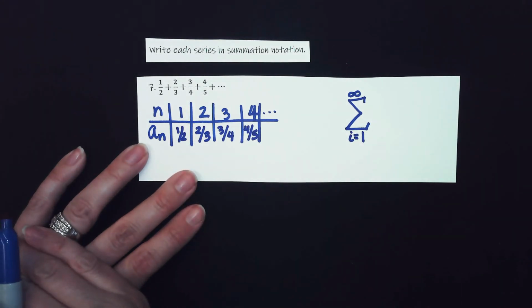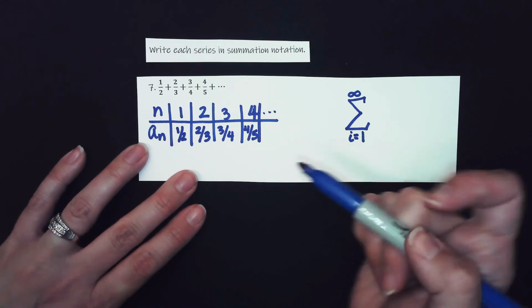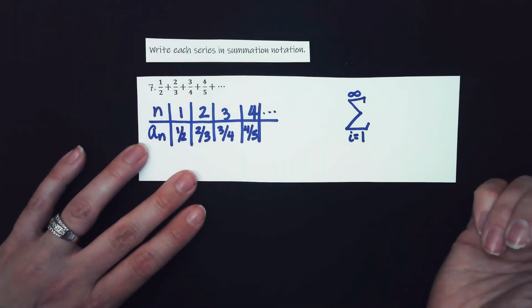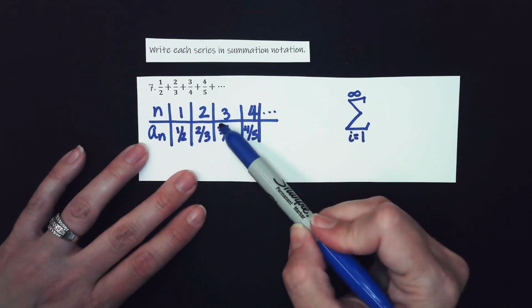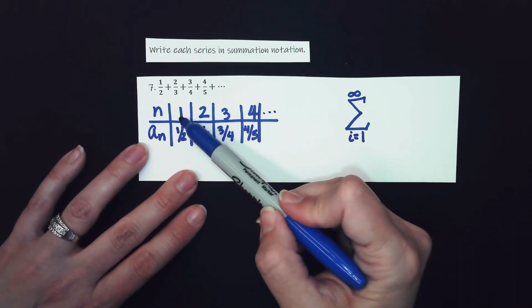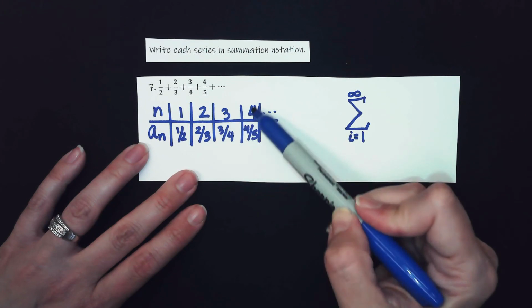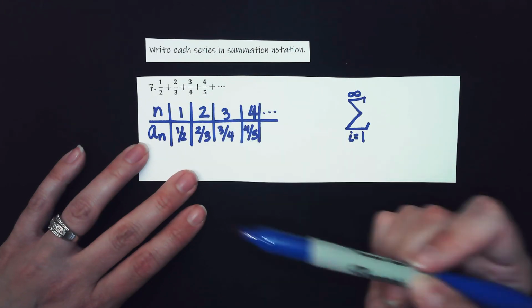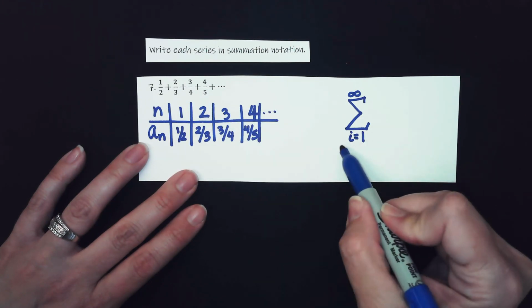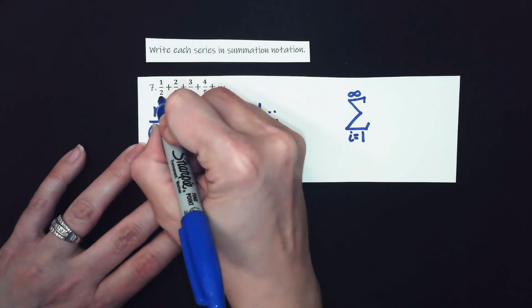And we need to see what's happening here to write our rule. Well, I see some patterns here. If I look at the number on top, whatever n is, 1. That's what's on top. 2's on top, 3's on top, 4's on top. Okay? Remember, these numbers on top are n. Or in this case, I'm going to use I. So just change these to I.